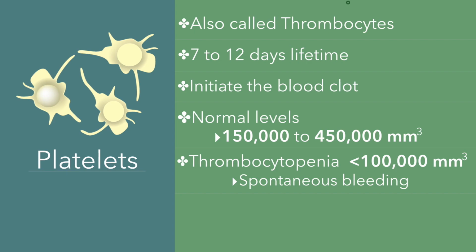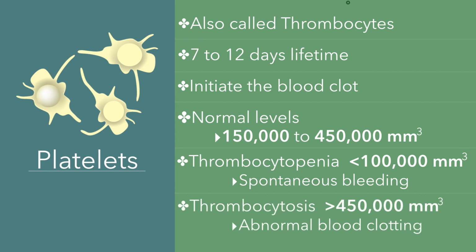Thrombocytopenia is a condition that occurs when platelet levels drop below 100,000 per cubic millimeter. This could lead to a spontaneous bleeding in the skin, gums, and internal organs. Thrombocytosis is a condition that occurs when platelet levels rise above 450,000 per cubic millimeter. Abnormal blood clotting can occur, which may lead to stroke, heart attack, and unusual clots in the blood vessels of the abdomen.